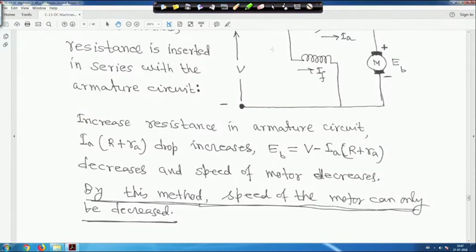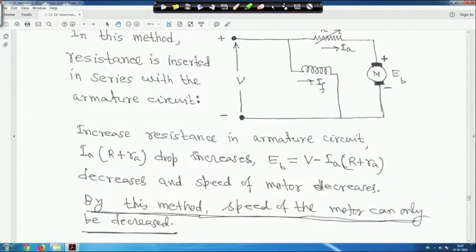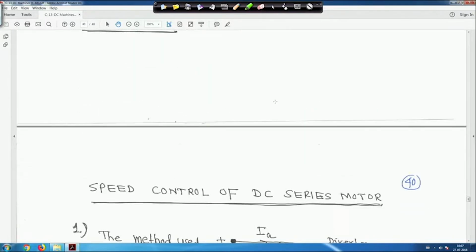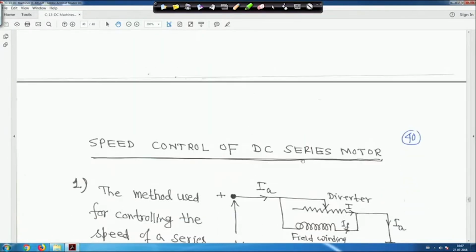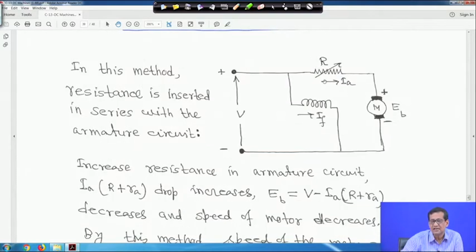By this method the speed of the motor can only be decreased, you cannot increase it, because you have added R, so EB is decreasing. So, by this method only speed can be decreased, right. This characteristic you can easily draw. Now, this is for the shunt motor. You put a resistance R, capital R, and because of that there will be a voltage drop and the field current remains constant. So back EMF will decrease, therefore speed will decrease. With this method you can only decrease the speed of the machine.